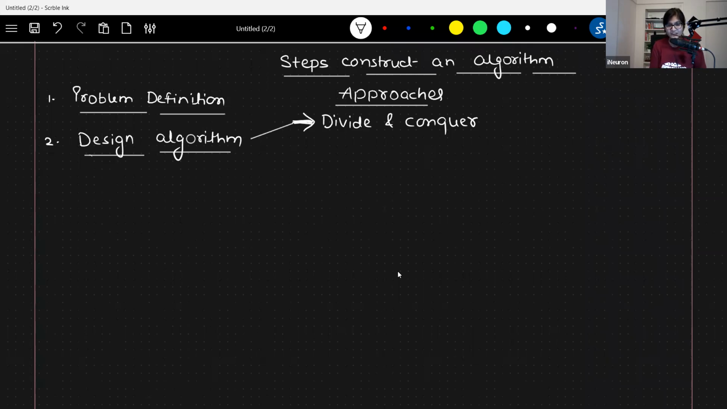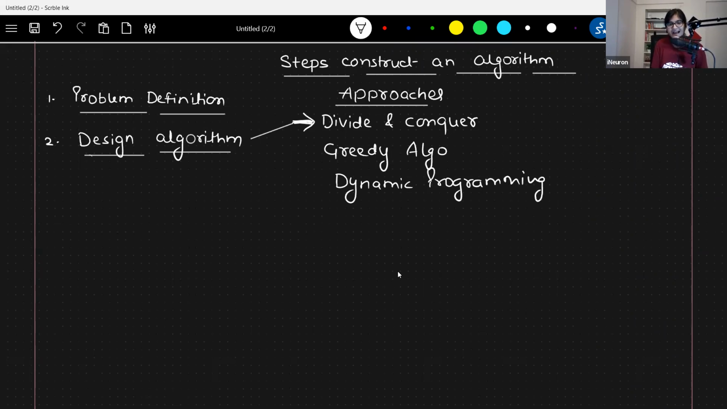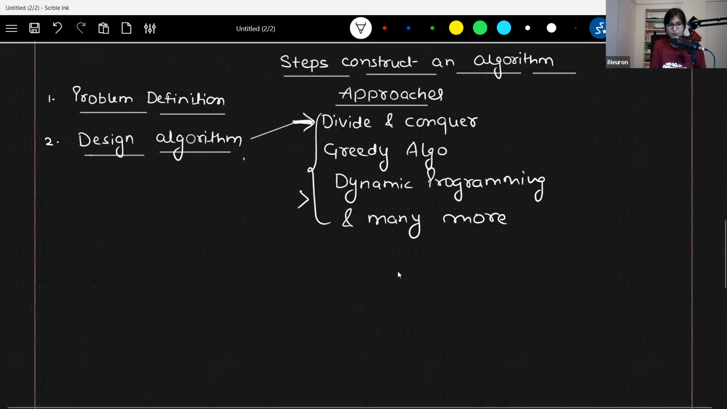Apart from that, maybe you will be solving or designing your algorithm using a greedy algorithm, or using dynamic programming, or maybe using backtracking, and many more. Let me write here many more, because it might be the case that for most of you, these words are not making any sense. So what I want to say is that the second important part after understanding the problem definition is to see what the proper approach is that I should follow to design that algorithm.